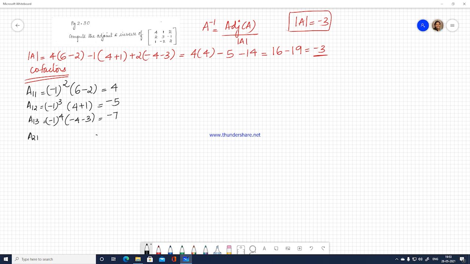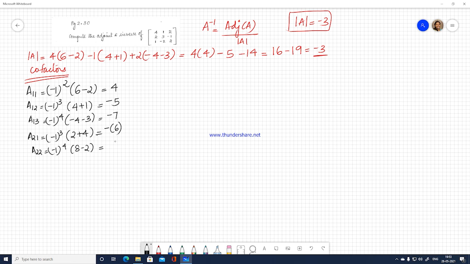Then A21 is equal to minus 1 raised to 3. So cover the column, the row, you'll get it as 2 plus 4. So 2 plus 4 is equal to 6. So minus of 6. Then A22 is equal to minus 1 raised to 4. So you will be covering this row and the column. So it will be 8 minus 2. So we get it as 6.